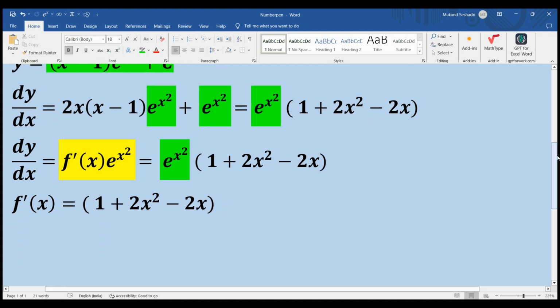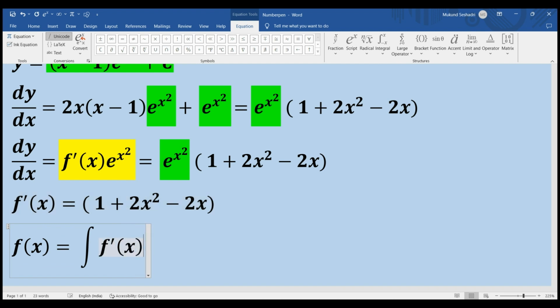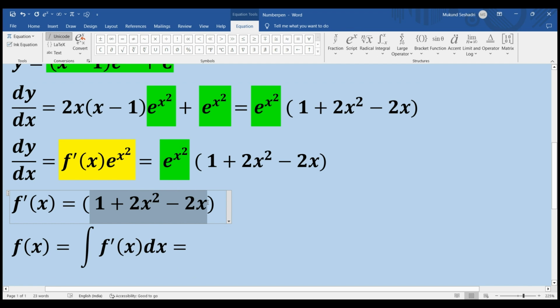Why is that? Because my f of x, again, let me write it down. We'll again go back to the basics of integral calculus. How can I represent my f of x using f dash of x, right? My f of x is nothing but integral of f dash of x times dx, right? So what happens is, if I want to arrive at my f of x from f dash of x, all I need to do is integrate f dash of x with respect to x, right? So let's do that. It's not too difficult for us. We have a simple polynomial expression.